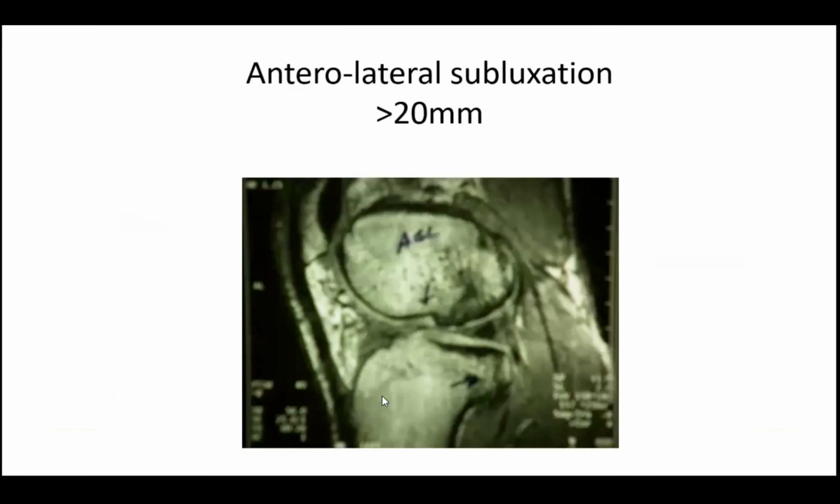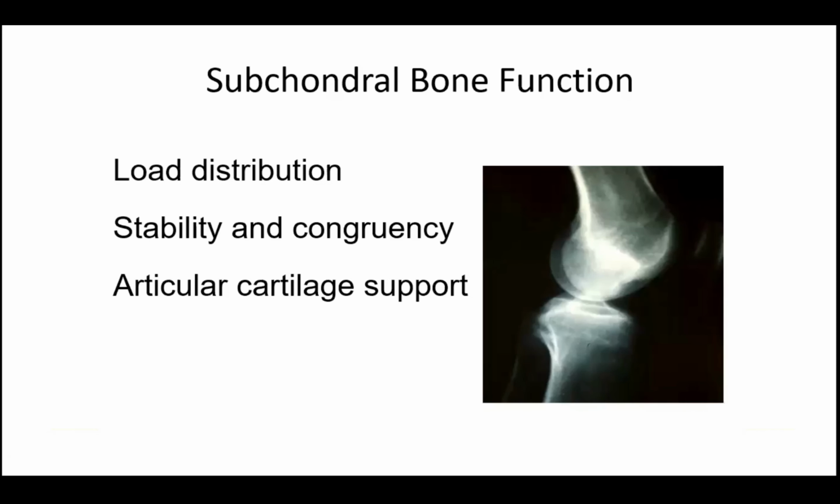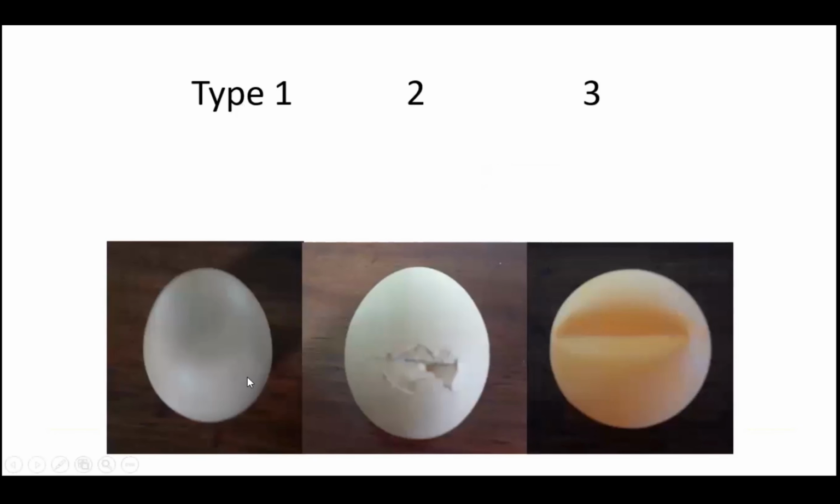And basically, this is like the shoulder. In the shoulder, you get a Hill-Sachs deformity when it goes over the glenoid. It's the same thing in the knee. The femur comes forward and locks onto the lateral tibial plateau, and that causes indentation due to rotatory instability. This is like a Hill-Sachs in the knee. We know the subchondral bone provides load distribution, stability, congruency, and articular cartilage support. So when you get this indentation, type 1 is just fraying. Type 2 has a small indentation. Type 3 is a deep indentation.